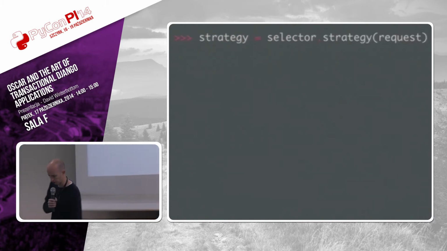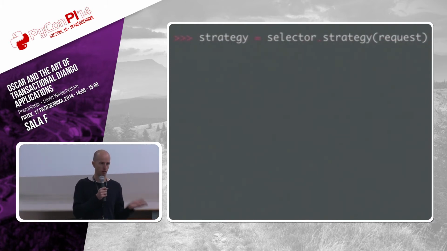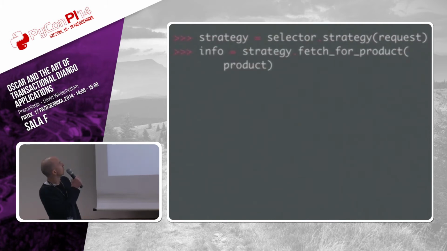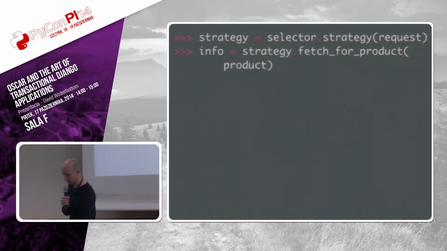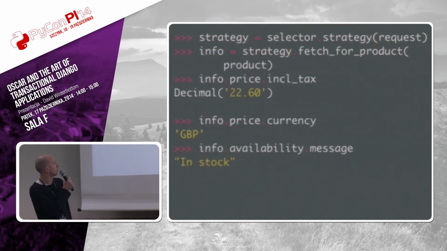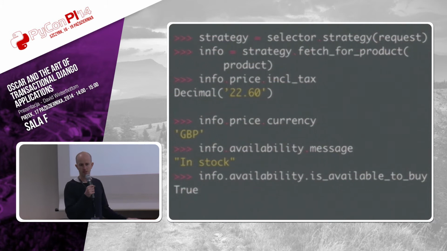So what Oscar uses is this thing called a strategy. For any request, we're going to say, okay, get me the pricing strategy for this particular request. So you can make it change per user, you can make it change per IP address, anything in the request you can pivot on. And then using that, we can say, here's a product, get me all the price and availability information for that particular product and for that particular request. And we can read off the price, currency, and availability messages, and ask, is this actually available for this particular person?